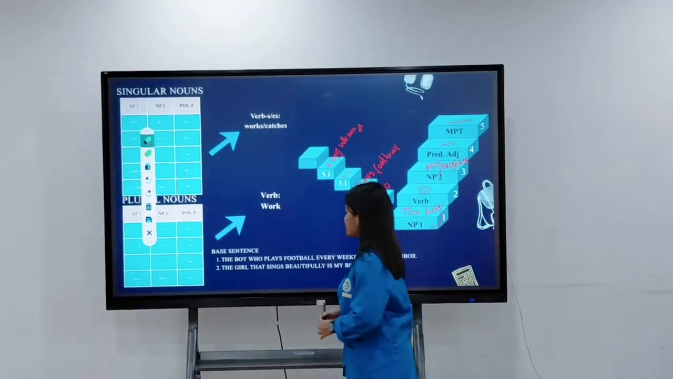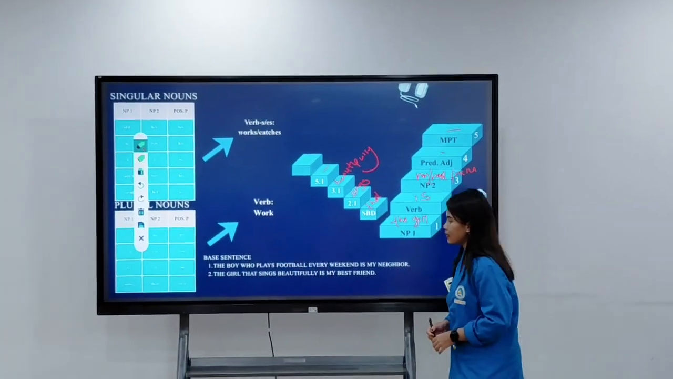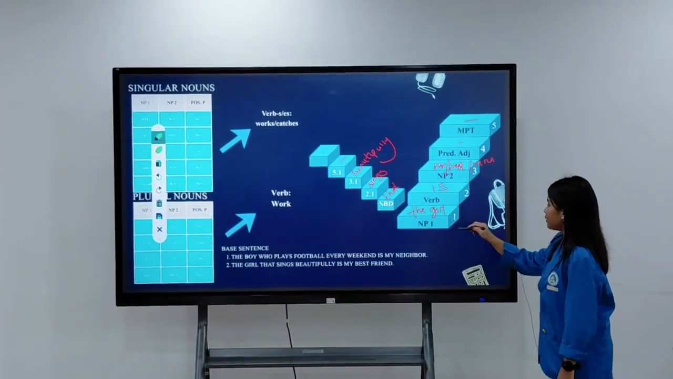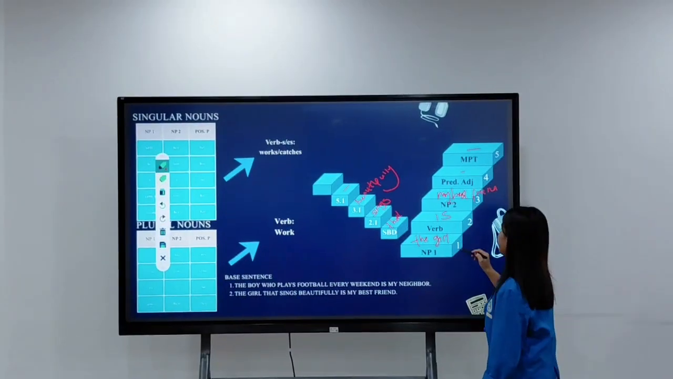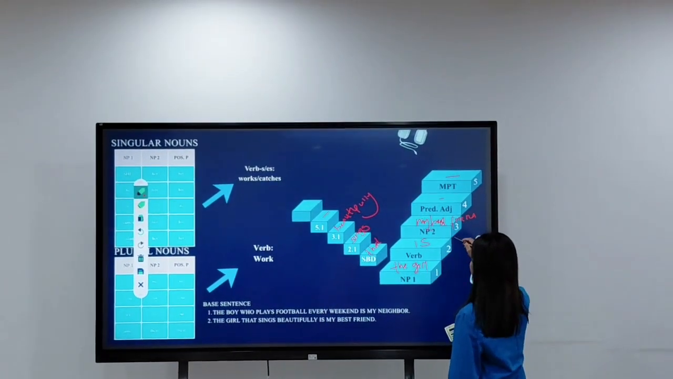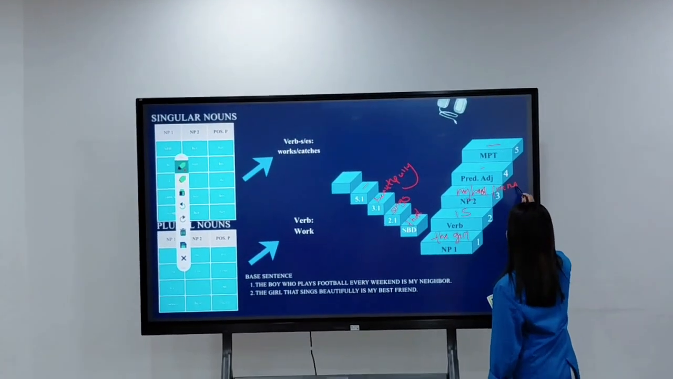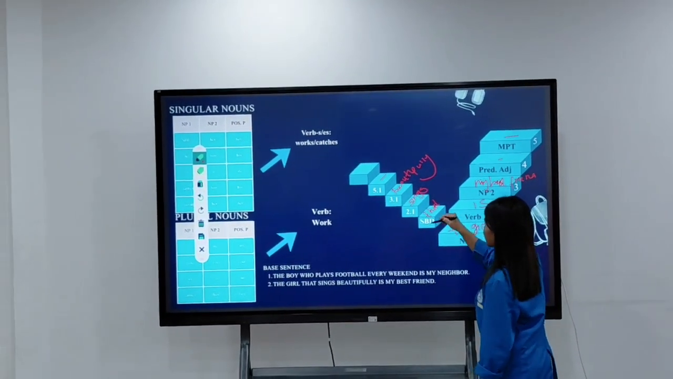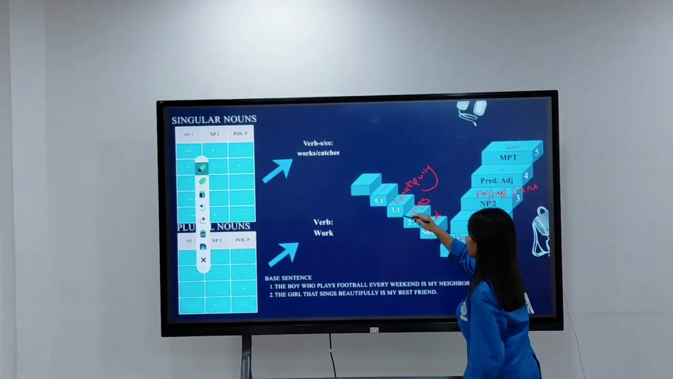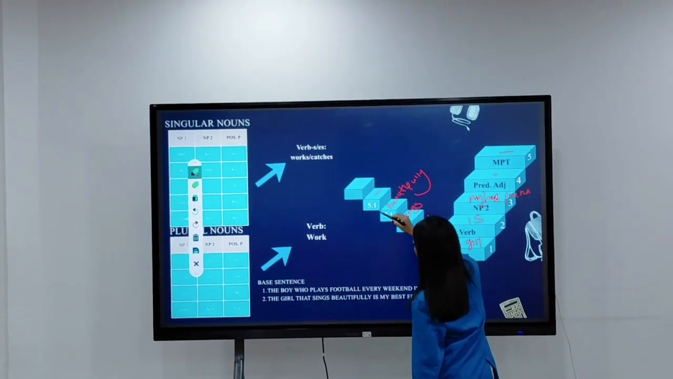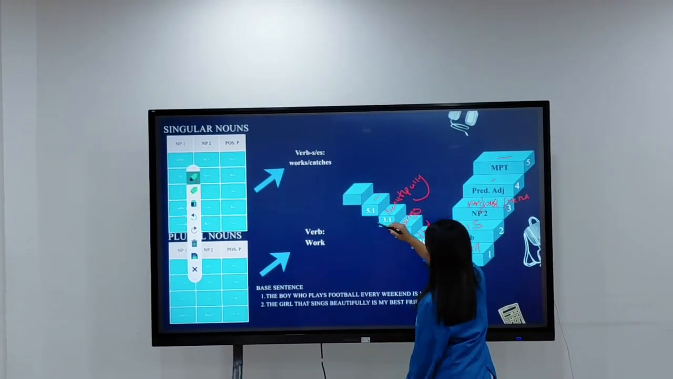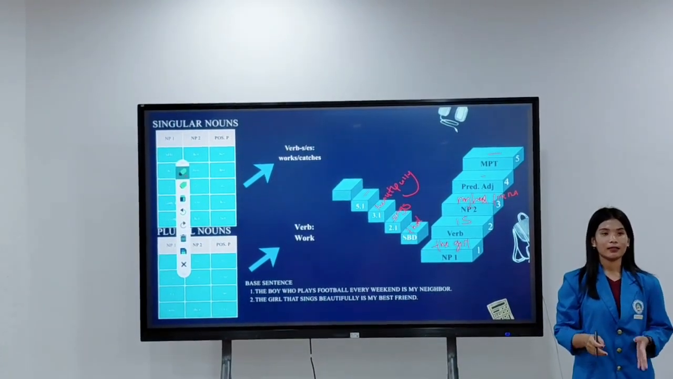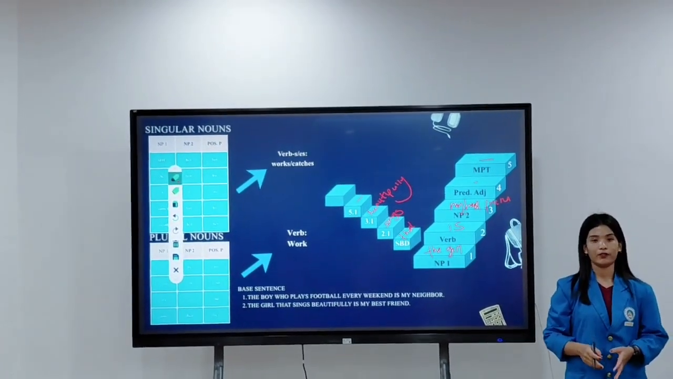Next sentence: the girl that sings beautifully is my best friend. In P1, the girl, verb is. In P2, my best friend, predicate adjective skip, MPT skip, SBD structure: that, next sing, next beautifully, next skip. Complete sentence: the girl that sings beautifully is my best friend.